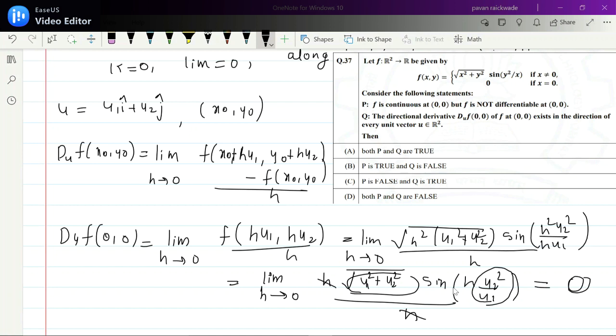Yeah, cool. The directional derivative at 0, 0 along every direction u exists and is 0 in fact. So both P and Q statements are correct. So the correct option to this question is option number A. Okay, so let's move on to the next question.